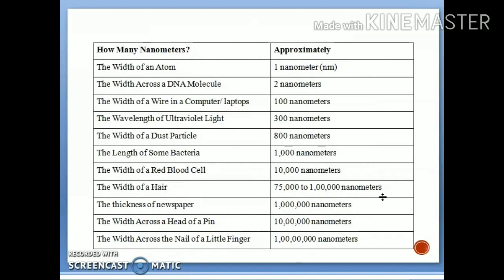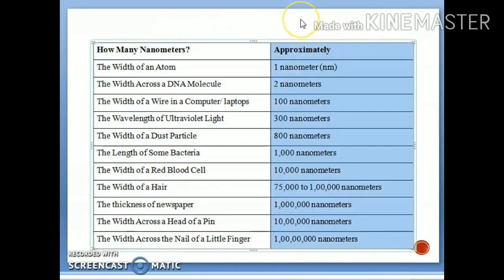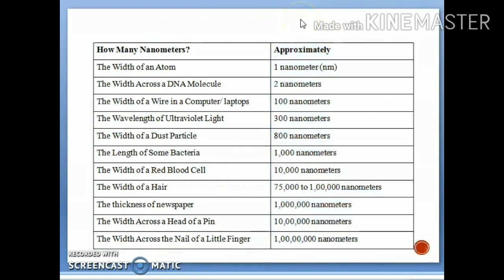So if we consider the different particles or different constituents, we can easily distinguish the size of the different atoms, as I mentioned in the left hand side of the table, and on the right hand side I have taken the approximate dimension of that particular atom. So the first is the width of an atom. The width of an atom is around 1 nanometer.